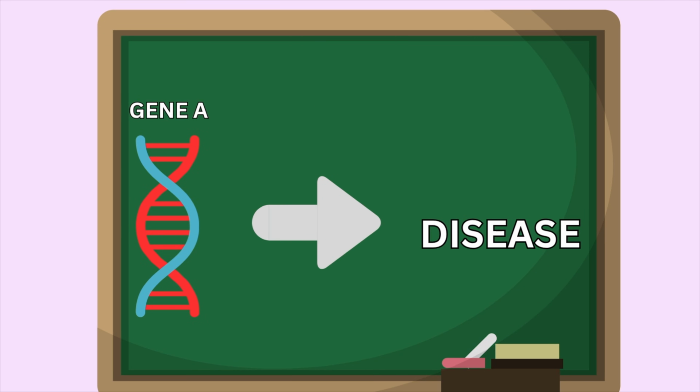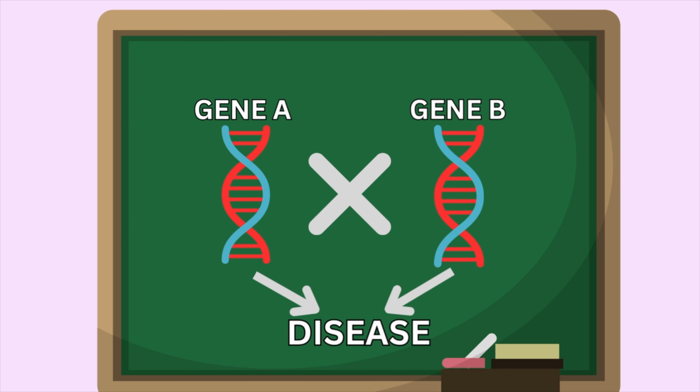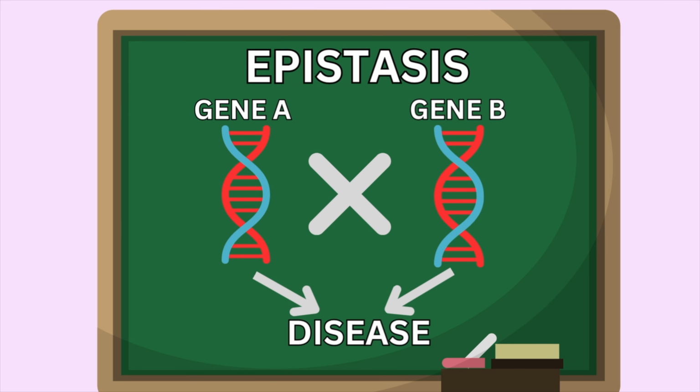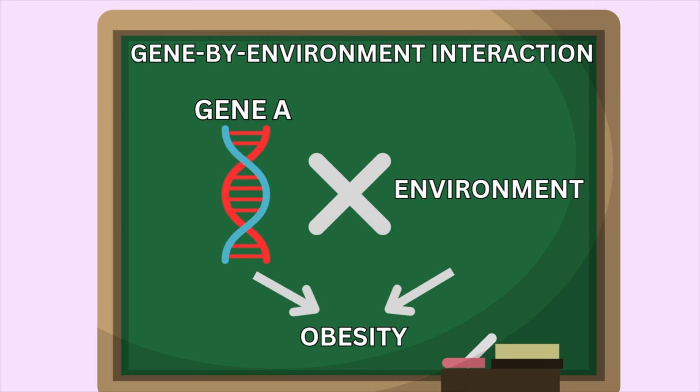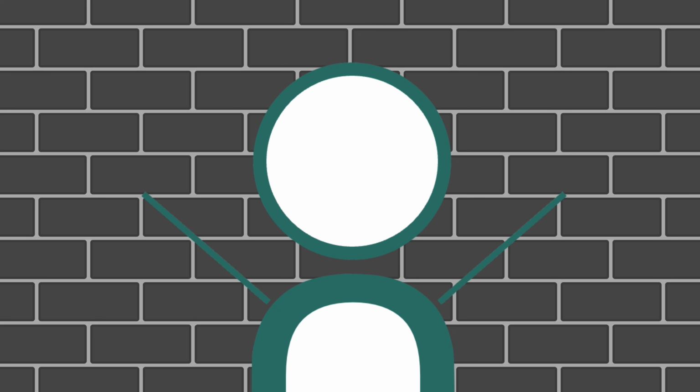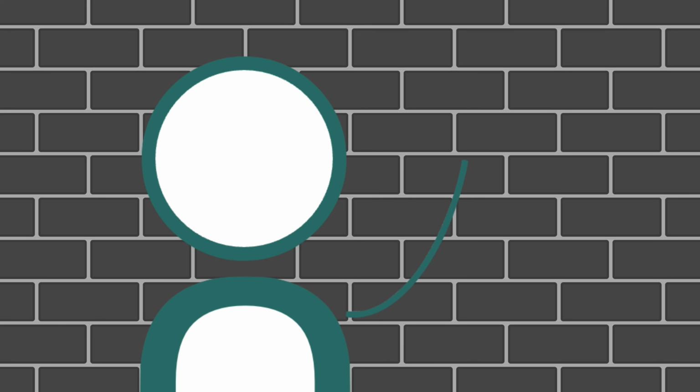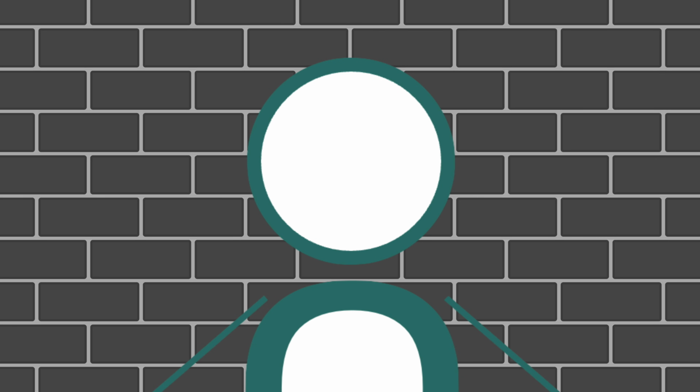Sometimes gene A only causes a disease when it interacts with gene B. This is called epistasis, or gene-by-gene interaction. There is also gene-by-environment interaction, in which genetic risk, such as that for obesity, can manifest in one environment but remain hidden in another. There is another gap in heritable information that is not directly written in DNA.